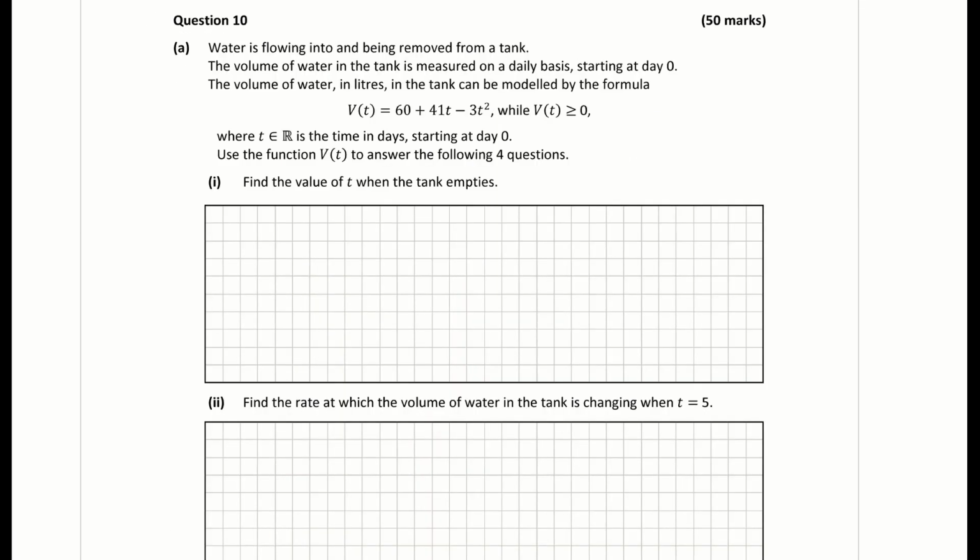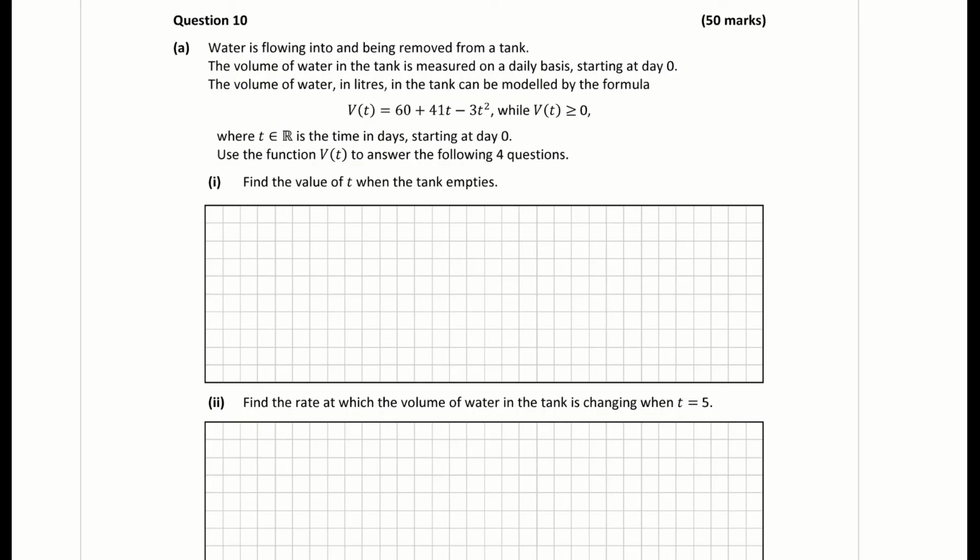Question 10a, water is flowing into and being removed from a tank. The volume of water in the tank is measured on a daily basis starting at day 0. The volume of water in litres in the tank can be modelled by this formula, where t is an element of the real numbers, the time in days starting at day 0. Use the function for the volume to answer the 4 questions. So part 1, find the value of t when the tank empties.